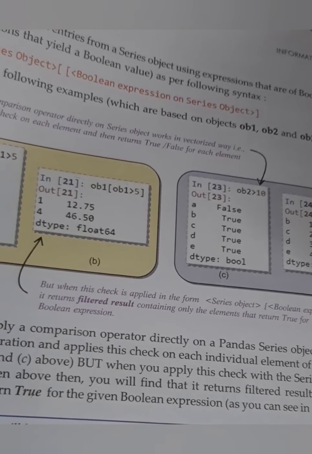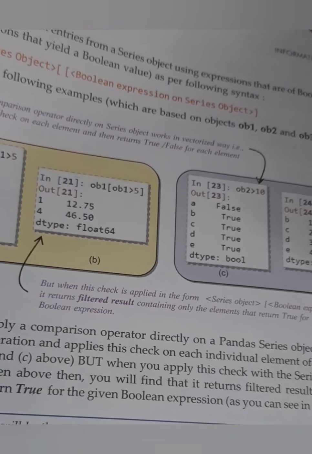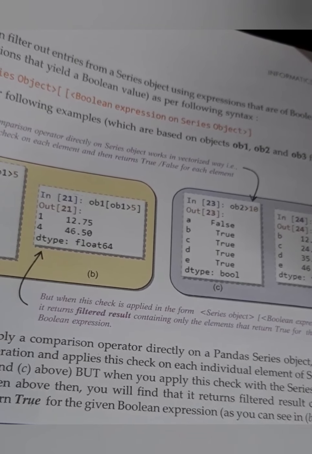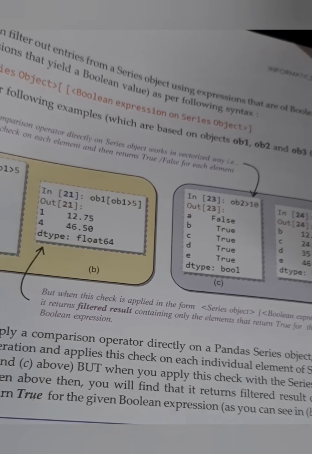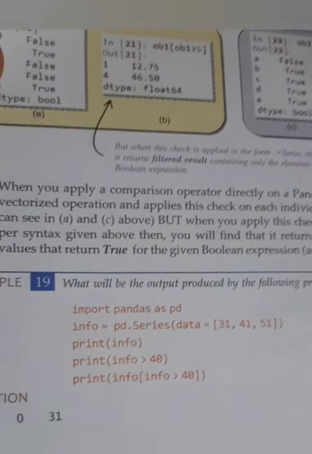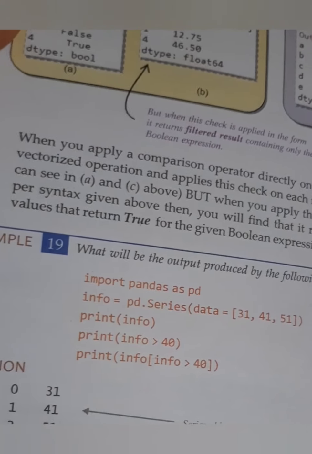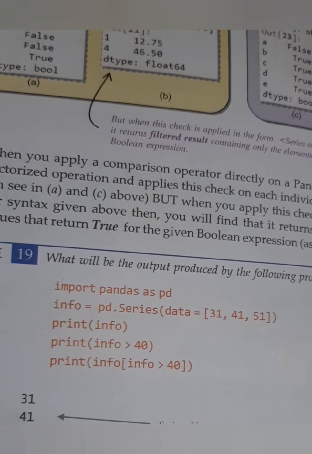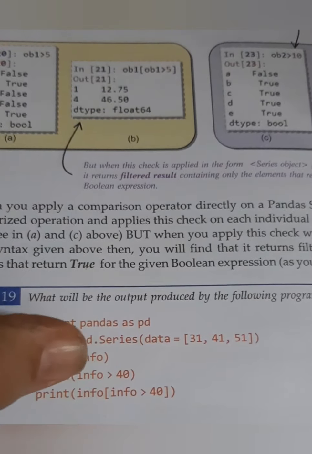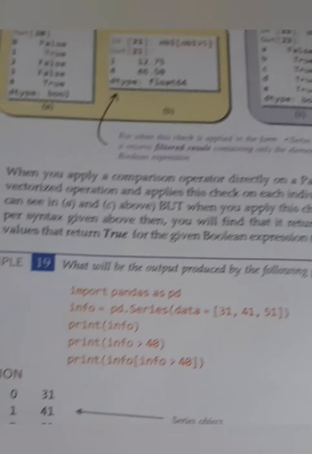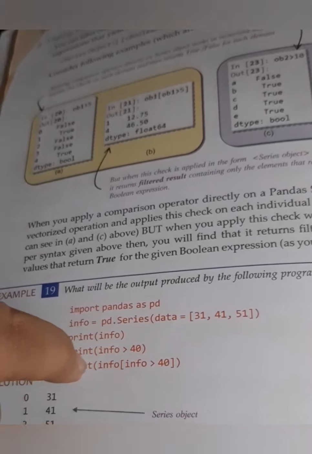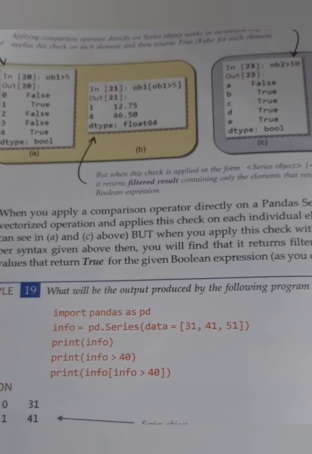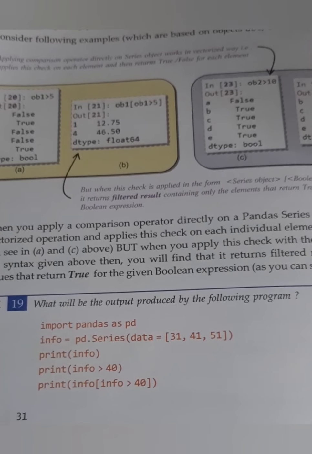So a new series will be printed, a new Panda series, in which 0, 1, 2 will be given. After 0, false will be given, after 1, true will be given, and after 2, true will be given. So let's see what the output is. This is the output. In the last one, they have removed the entries containing false, and only those values have been put in the new list which are giving out true. So sometimes you may get a question on how to give the output of any program.